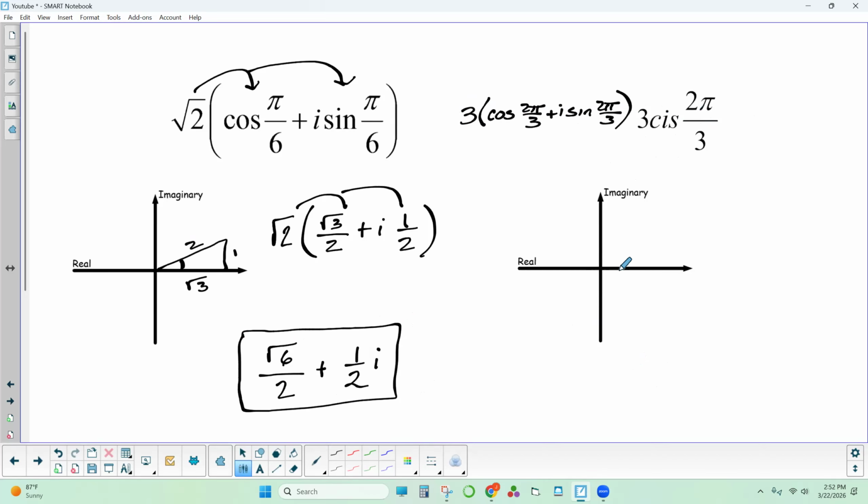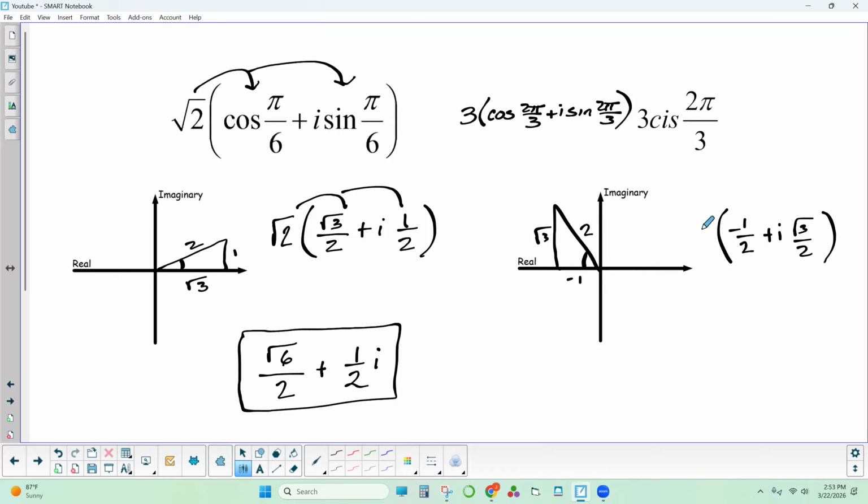Now, 2 pi over 3 is over here, second quadrant. Okay, and this would be a 60 degree, our reference angle here. Okay, so this is root 3. This is -1, so we went left, and this would be 2. Okay, so I'm going to work this out. I'm going to evaluate cosine at 2 pi over 3. Cosine is -1/2 plus i, and then sine at 2 pi over 3 is y over r, which is root 3 over 2.